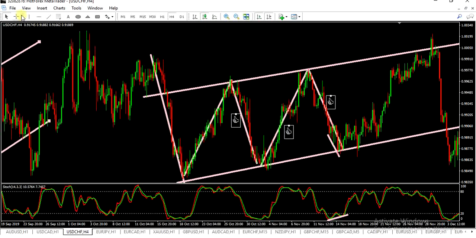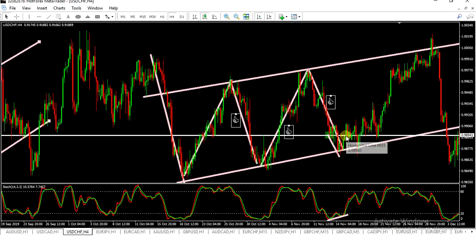So at that point, where was our entry, guys? At the previous low. Price should come back and close above the previous low. So at this point, where was our breakout candle, guys? This level. So we took our trade from here.